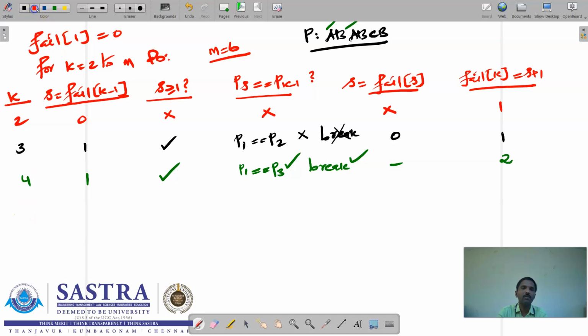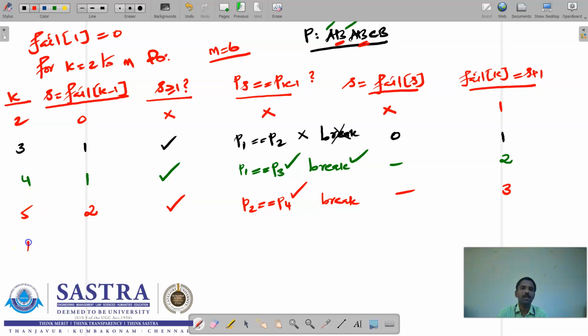Then fail of 5. S is equal to fail of k minus 1, that is fail of 4. Fail of 4 is 2. Checking if 2 is greater than or equal to 1, the condition is true. PS is P2, equal to pk minus 1, P4. P2 is B. P4 is B. The condition is true, so execute break. Then fail of k is equal to s plus 1. Current s is 2. 2 plus 1, 3 is set to fail of 5.